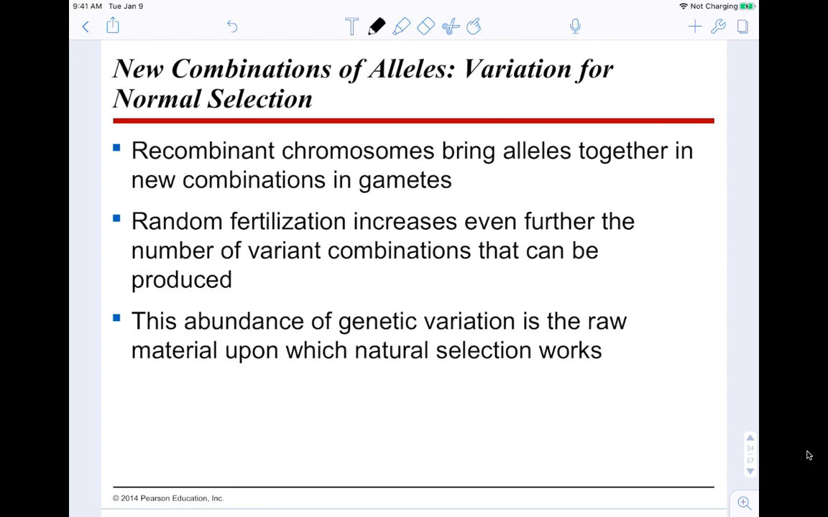Okay. And then we also have the recombinant chromosomes that are bringing alleles together in new combinations in gametes. That's what we're talking about with crossing over. And of course, how you have the independent assortment and everything in all of the gametes. Okay. And then this abundance of genetic variation is the raw material upon which natural selection works. We're going to spend a lot of time on this between chapters 19 and 25-ish. That's going to be all about evolution and natural selection.